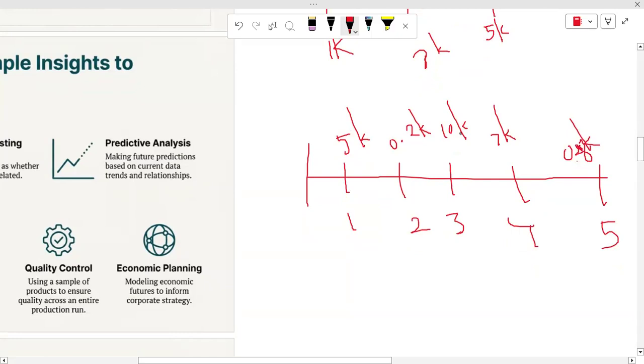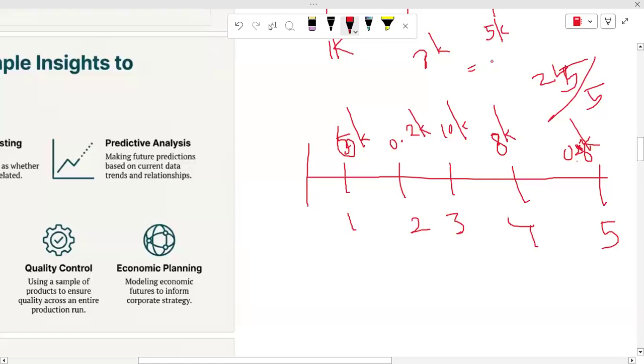5 plus 10, 15, 15 plus 7, 22, and 23. Right? 23, we will make it 8, right? So now easy for calculation. How much? 24 over 5. Again, calculation hard, no? So we make it 6K. Then 25, right? 6K, 10K, 8K, 0.8K.